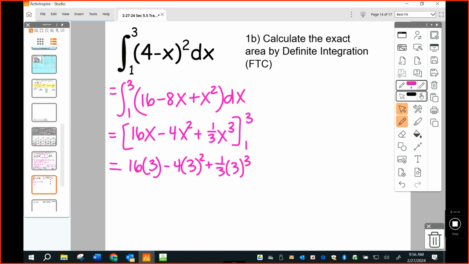All right, so we start by plugging in a 3 for the x. 16 times 3 minus 4 times 3 squared plus 1/3 times 3 cubed. Then we're going to substitute in the 1, and we're going to subtract. Because we're subtracting, you have to put the second expression in parentheses. That negative is going to distribute to everything. So plug in a 1, 16 times 1, 4 times 1 squared, 1/3 times 1 cubed. It doesn't matter if you use parentheses or brackets.